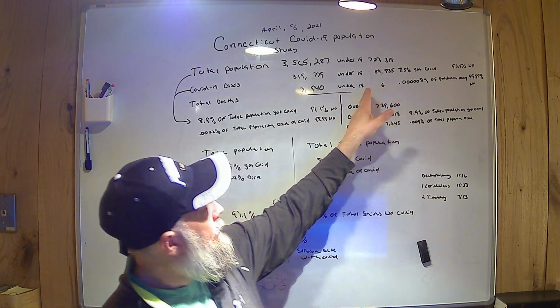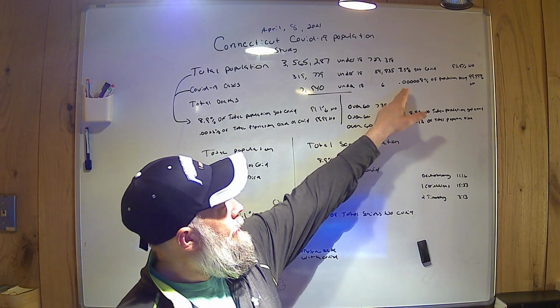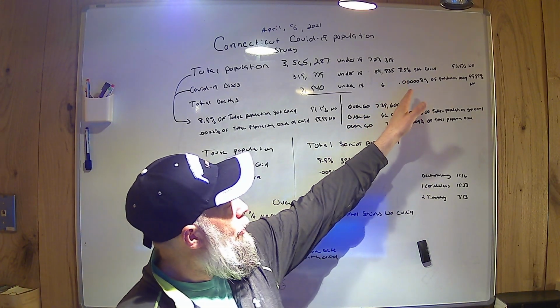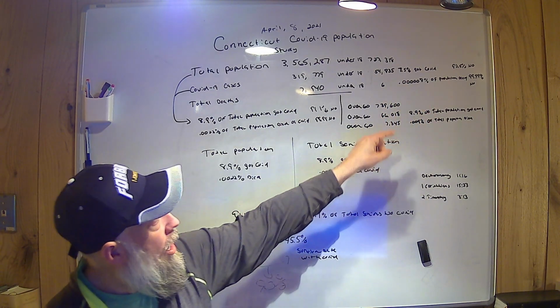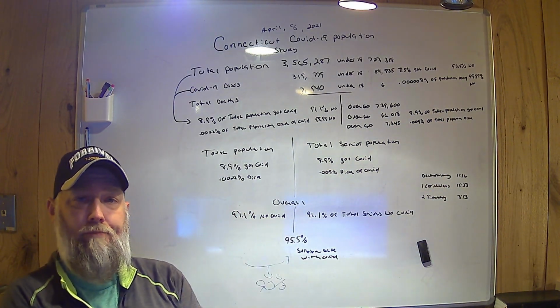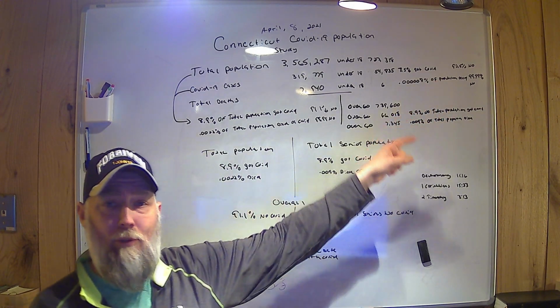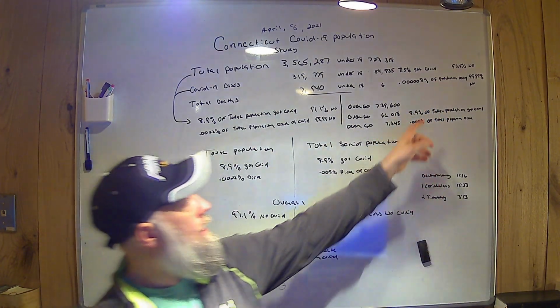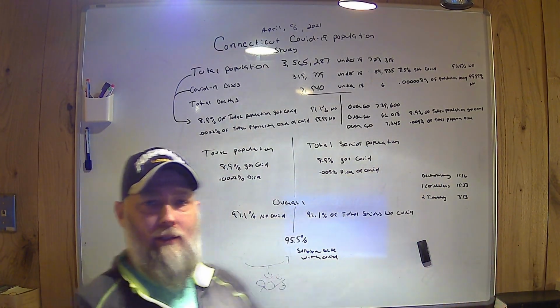Now, we look at the deaths under 18. There's been a total of 6 in Connecticut. That means 0.00008% of that population died. That means 92.5% of the population did not get COVID, and 99.99% did not die.